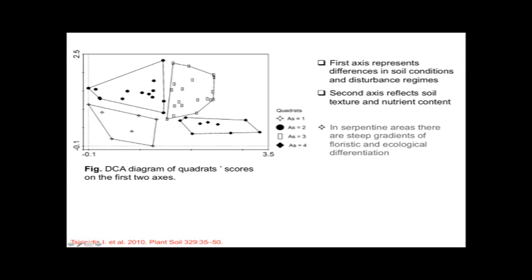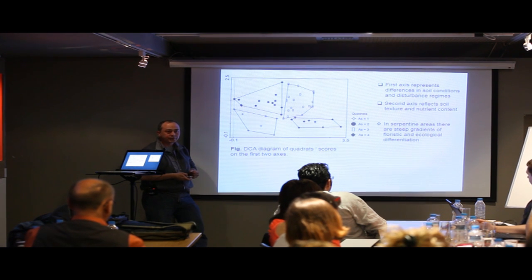Also, from the very good discrimination we can see in this diagram, I must note that in serpentine areas we have very steep gradients of floristic and ecological differentiation. So we have a very good differentiation of vegetation because the substrate most of the time is responsible for this differentiation, and the substrate can change within a few meters.